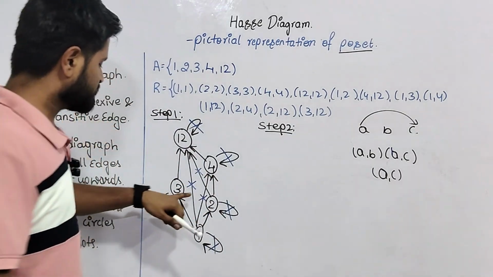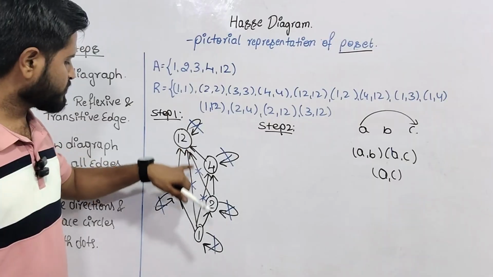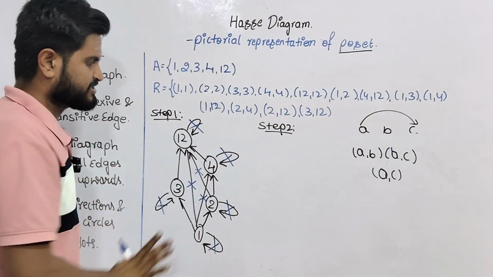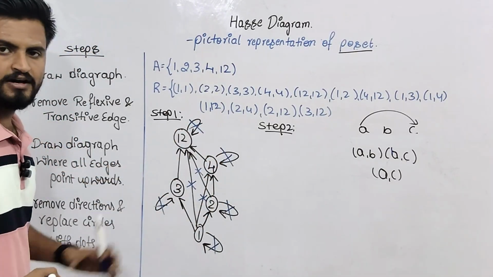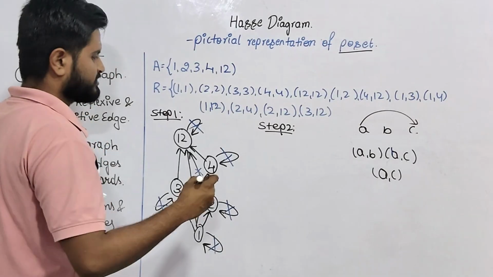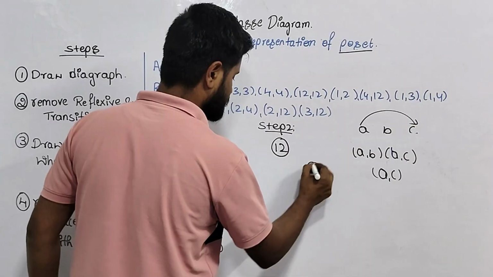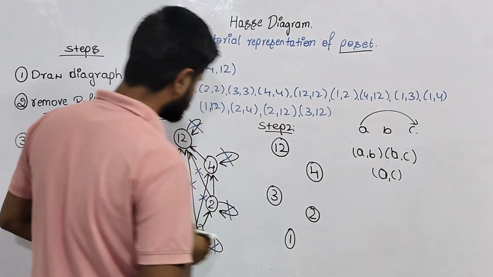So now you remove the 3 edges which were transitive, 1 to 4, 2 to 12 and 1 to 12, and reflexive, that is all the self loops you remove. So in the second step you must write the refined or the updated digraph. So whatever the elements will be left, just write that one, 12, 4, 3, 2 and 1.